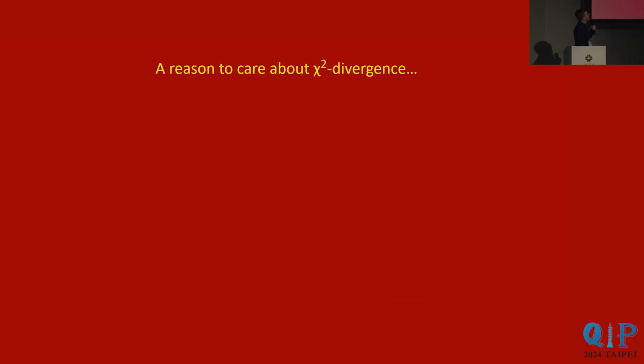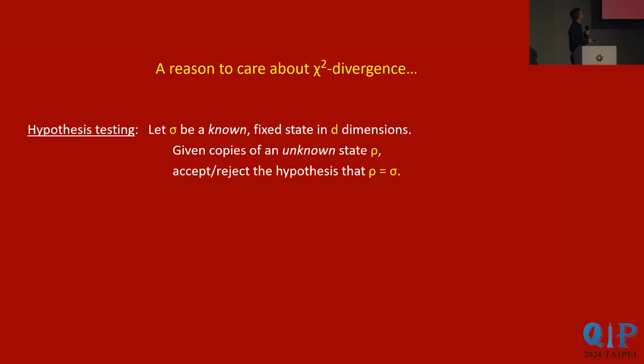Okay, so before we get into that, you might ask this question: why do you care about this lesser known notion of the distance between 2 quantum states, the chi-squared divergence? So let me tell you a little bit about the motivation for that.